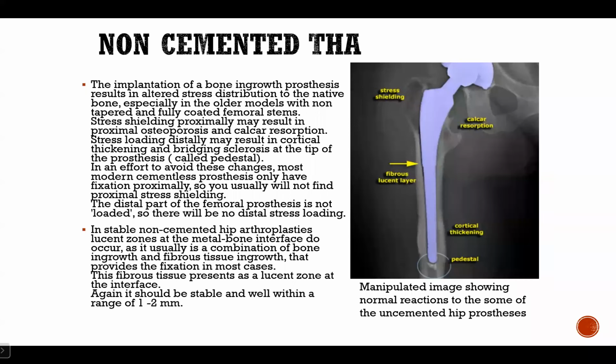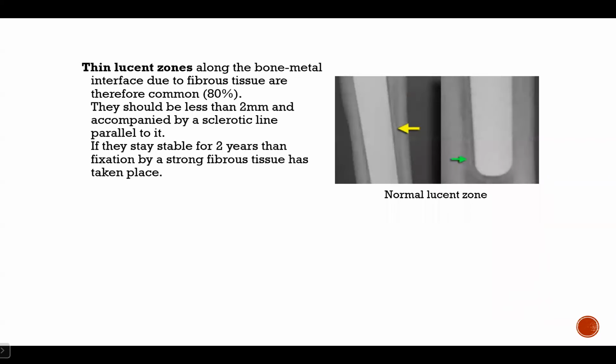In a stable, non-cemented hip arthroplasty, a lucent zone at the metal-bone interface does occur, as it's usually a combination of bone ingrowth and fibrous tissue ingrowth that provides the fixation in most cases. This fibrous tissue presents as a lucent zone at the interface, and again, it should be no more than 1 to 2 millimeters. Thin lucent zones along the bone-metal interface due to fibrous tissue are therefore common. In 80% of cases, it should be less than 2 millimeters, accompanied by a sclerotic line parallel to it. If it stays stable for 2 years, then fixation by strong fibrous tissue has taken place.